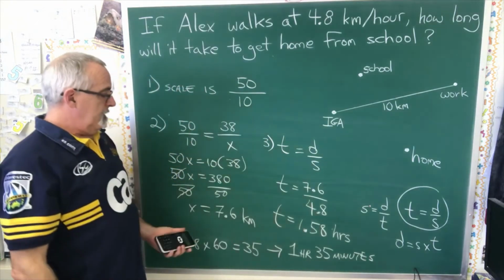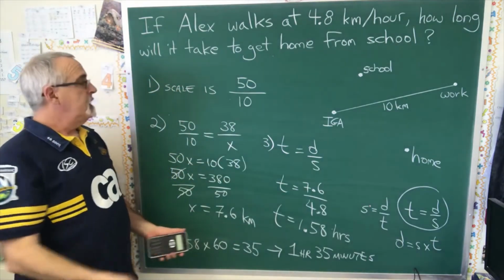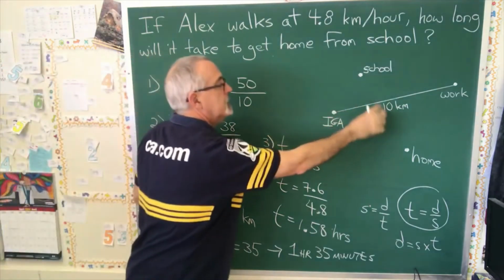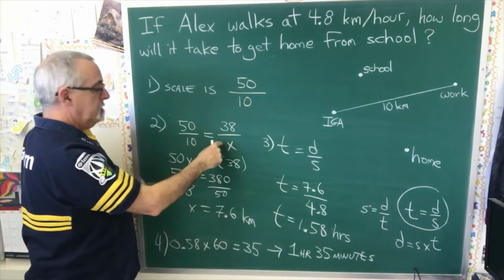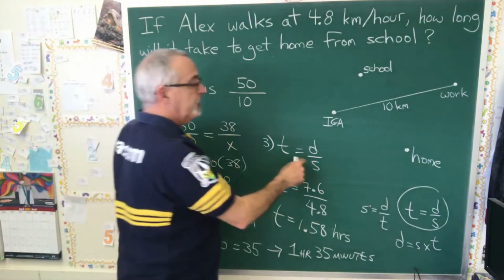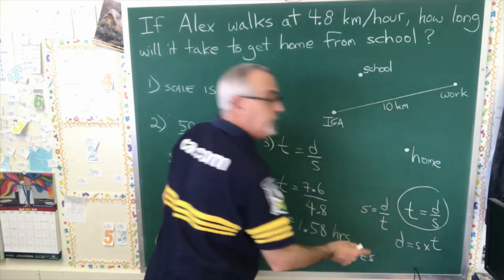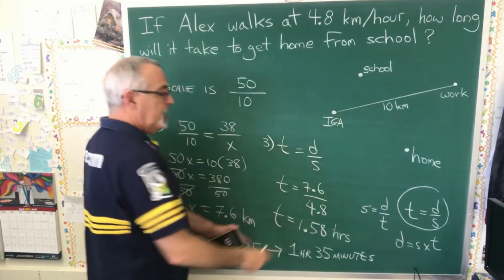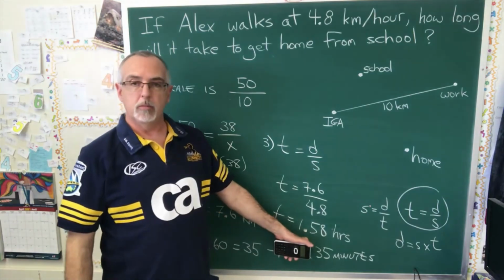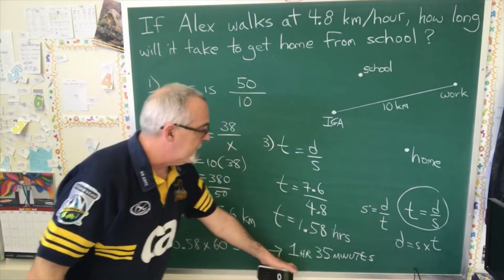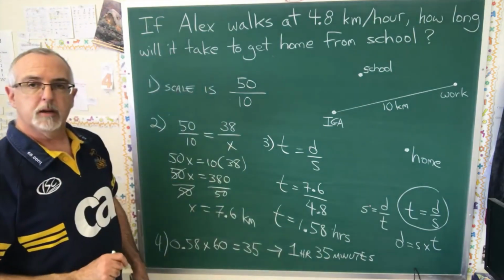So we've done 4 different tricks. We did the trick of finding a scale. We did the trick of using a scale diagram and that scale in a proportion to find a missing distance. We did the trick of figuring out which of these formulas we need to find the time, and we got our answer, and it's a perfectly good answer, 1.58 hours. But then we did one more extra little trick to give the answer in hours and minutes, just so that we can impress our teacher.